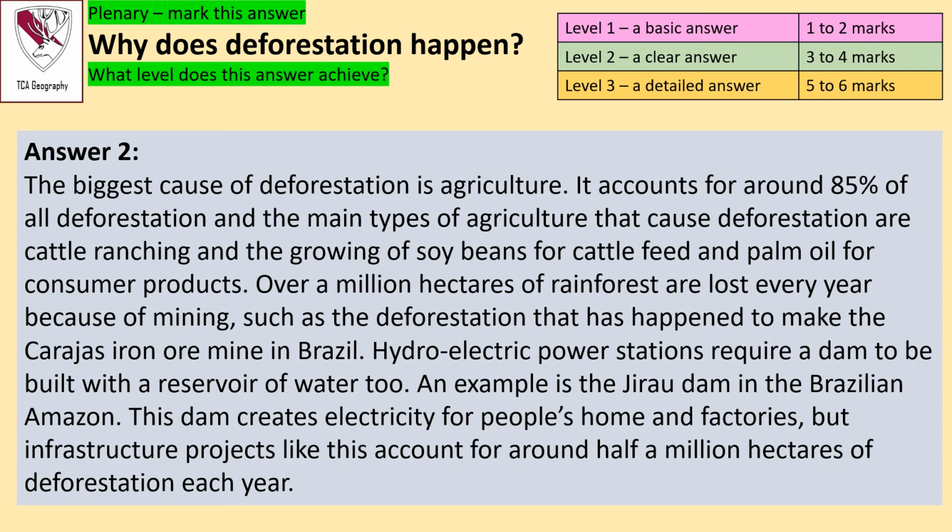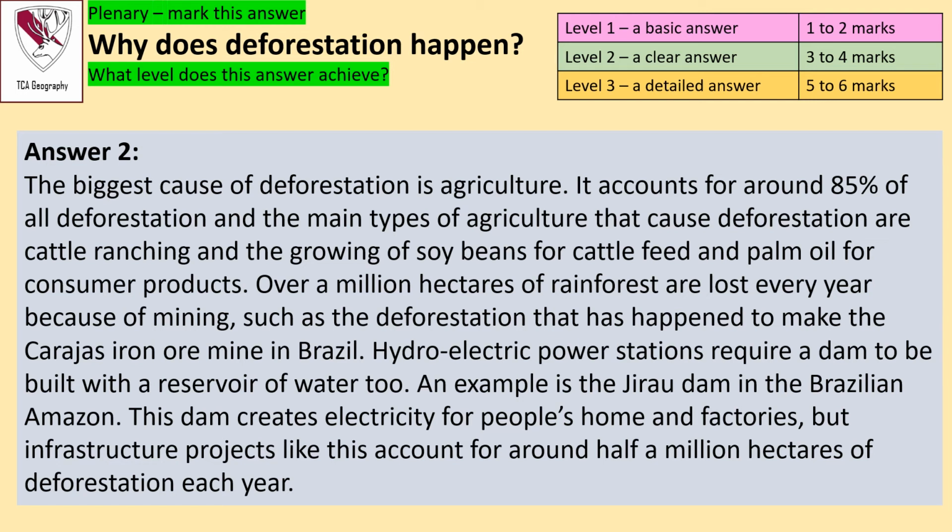And again, the magic of the internet has brought me answer 2. Let's see what you think. So even before reading it, I can tell there's more words in there, so perhaps it's better, but it all depends whether it's correct, doesn't it? And whether it's clear and whether it's detailed.